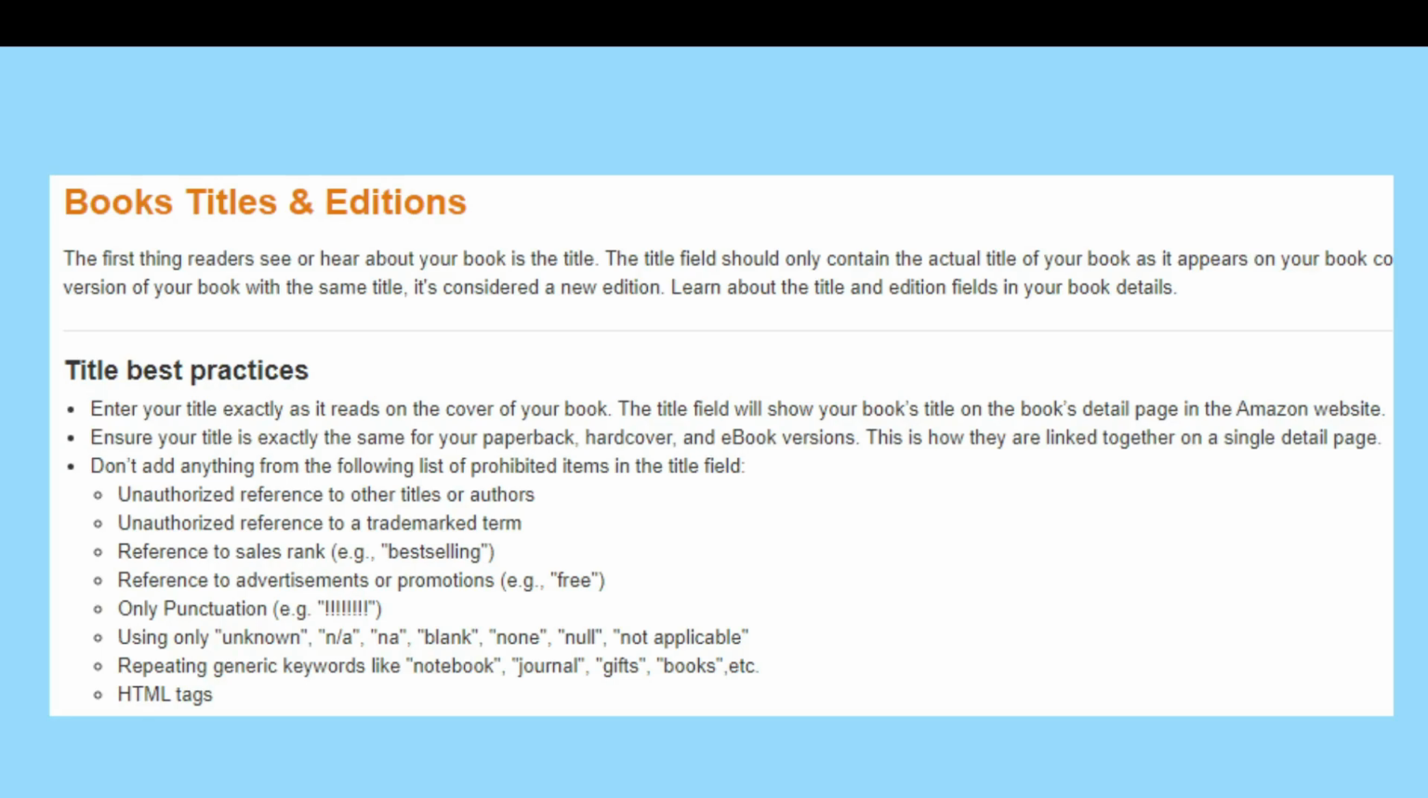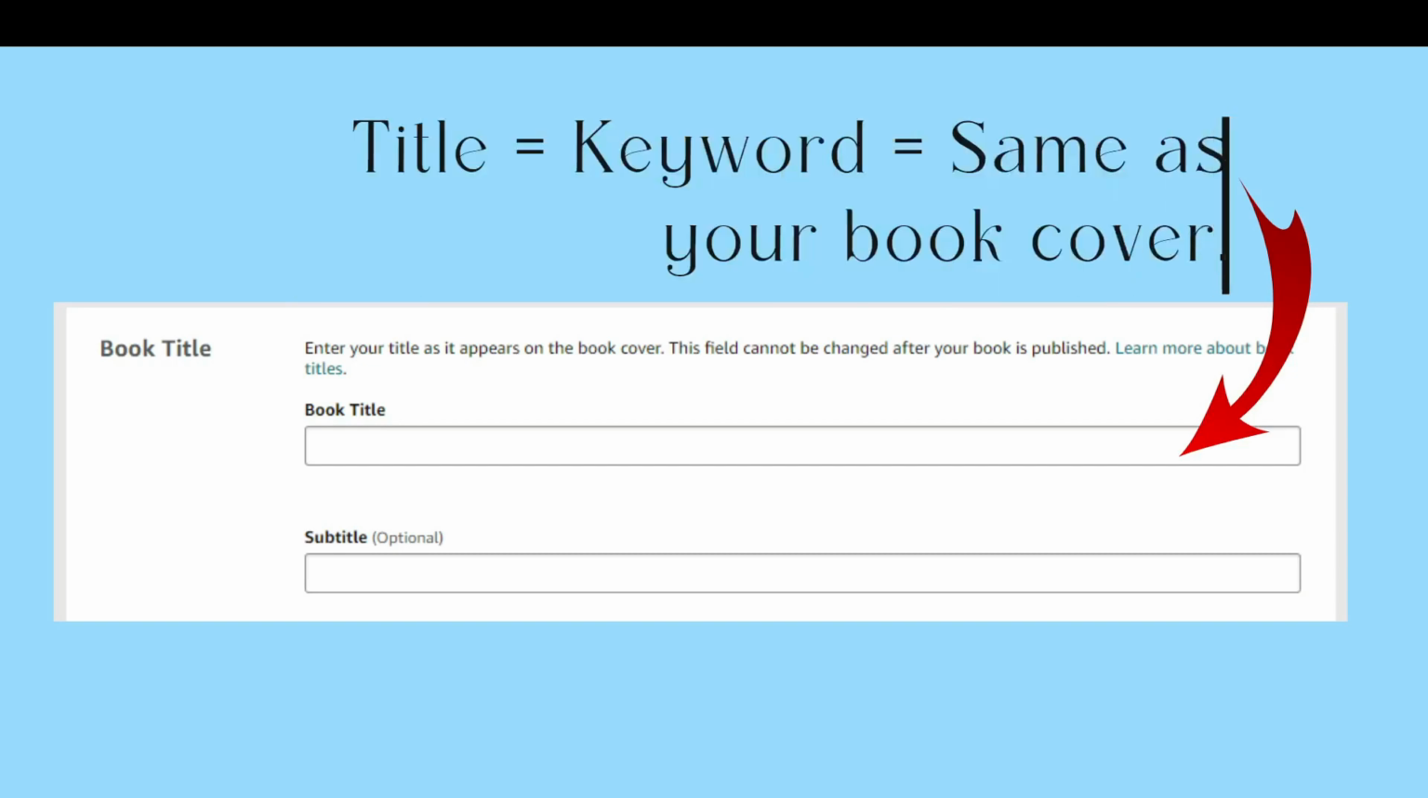Amazon themselves tell us the title best practices. Enter your title exactly as it reads on the cover of your book. Ensure your title is exactly the same on a paperback, hardback and ebook. Don't add anything from the following list. These items are forbidden. Don't put them on there. You can pause this video and have a little look if you want to.